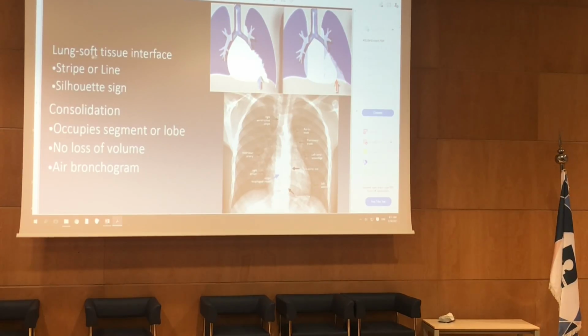So we've talked about the lung soft tissue interface, the stripes and lines. We talked about the right paratracheal stripe and the para-aortic line, the paraspinal line, the azygoesophageal recess, okay? So all these lines and stripes are the interface of the lung with one of the structures in the mediastinum. And any abnormality of these lines might cause a set of pathologies.